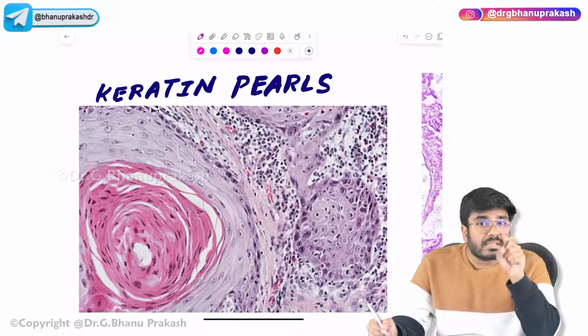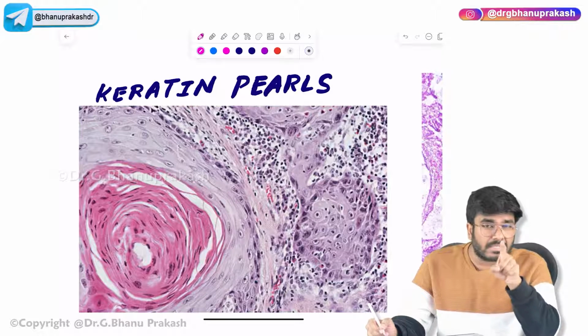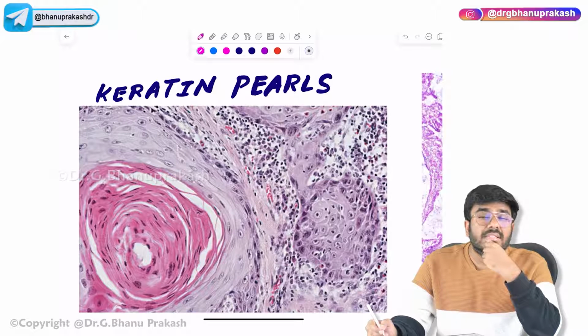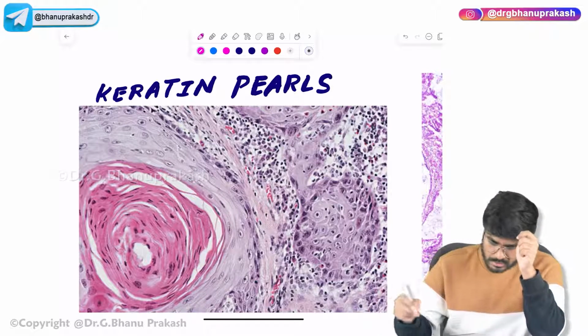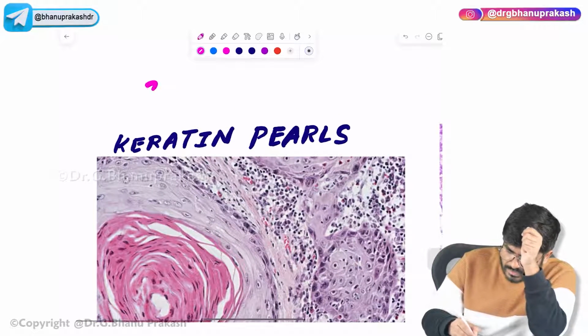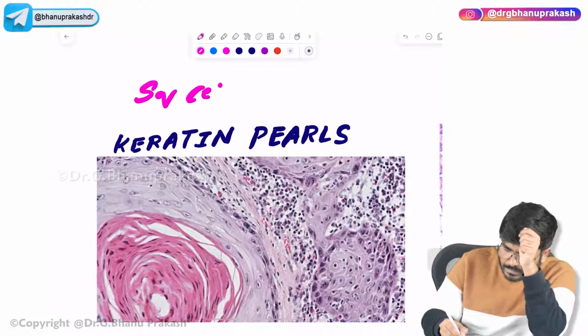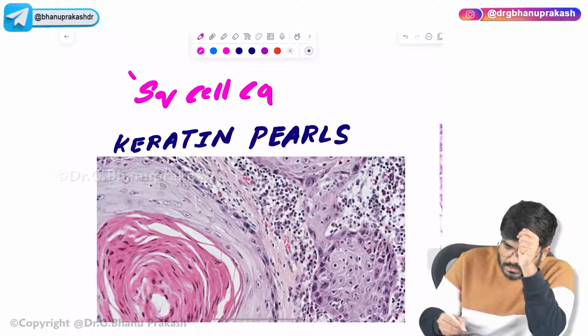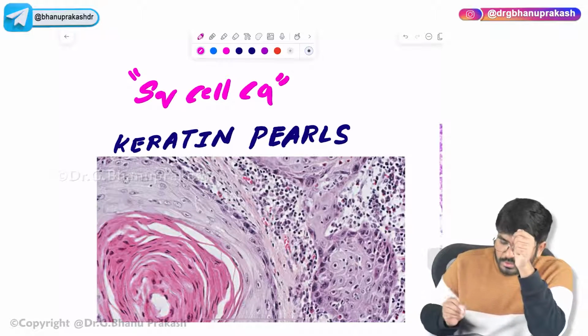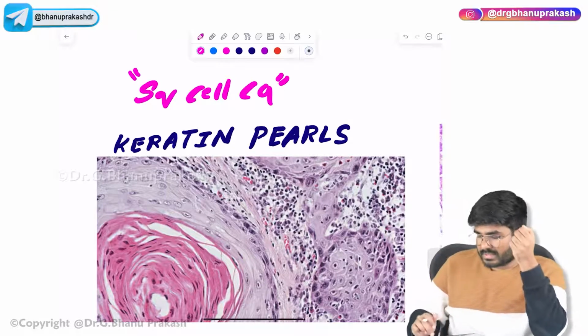If you are having a cancer of the epithelial cells, then those cancers are called carcinomas. Which carcinomas? Squamous cell carcinomas. So this is squamous cell carcinoma of the lung. Squamous cell carcinoma of the lung is going to show keratin pearls.